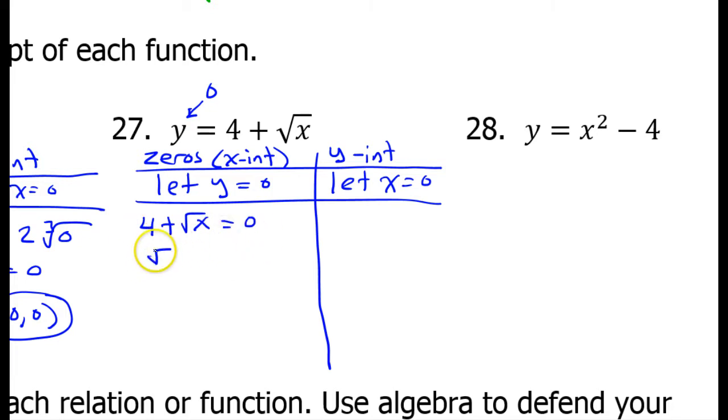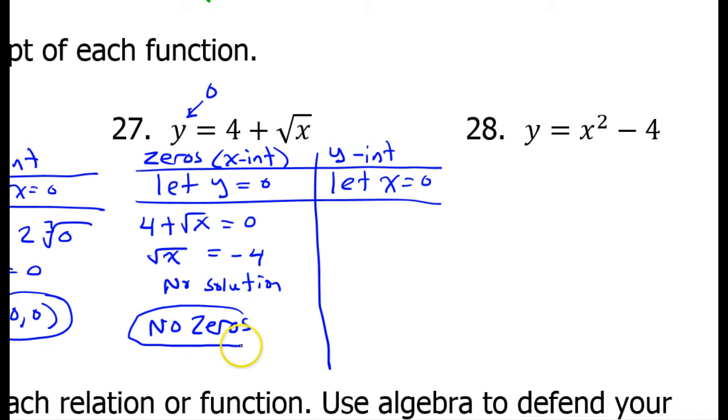Subtracting 4 from both sides, that's radical x is equal to negative 4. I'm going to stop right here. You can't take the square root of something and get a negative number. So this has no solution, which means that there are no zeros. Alright, this function has no x-intercepts. It has no zeros.